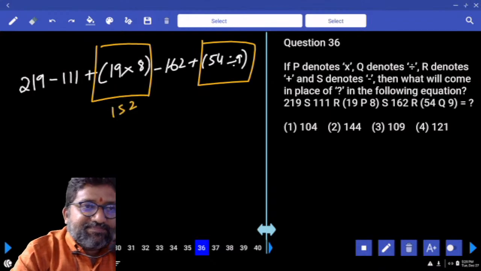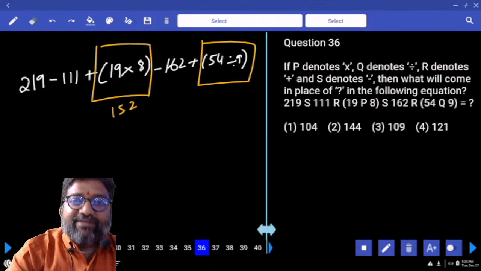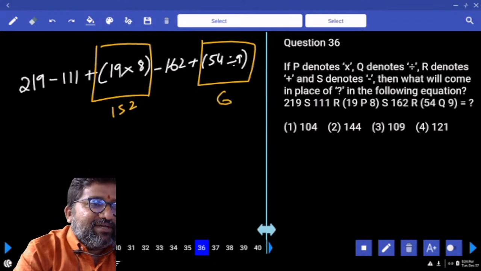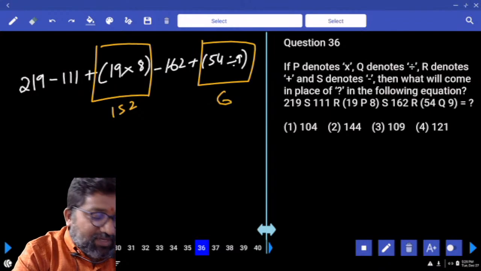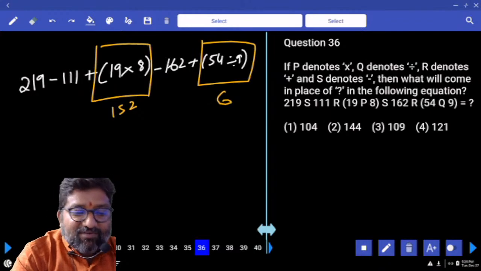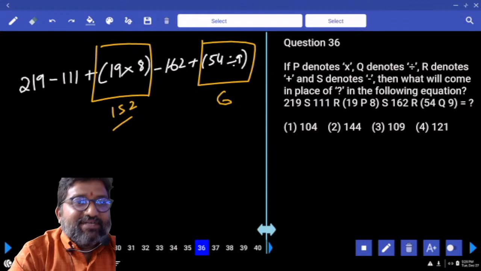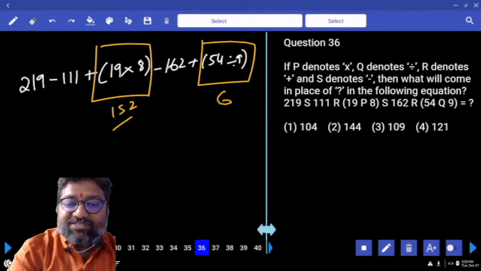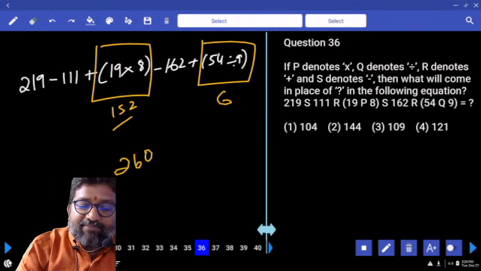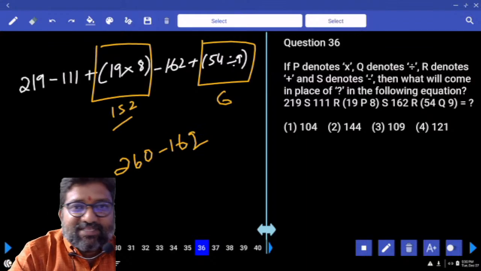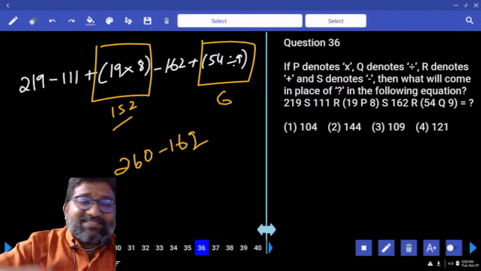152. How much is 54 divided by 9? 6. Is this clear? So 219 minus 111, 108. 108 plus 152. 108 plus 152 is how much? 260. 260 minus 162 is how much? 98. అంతే కదమ్మా? 98 plus 6.